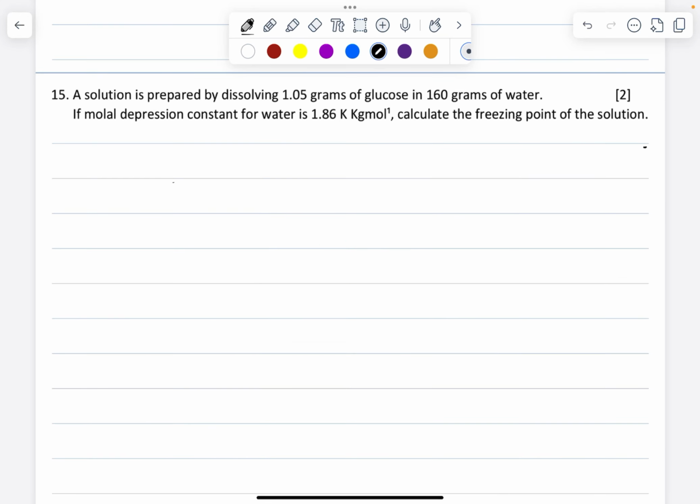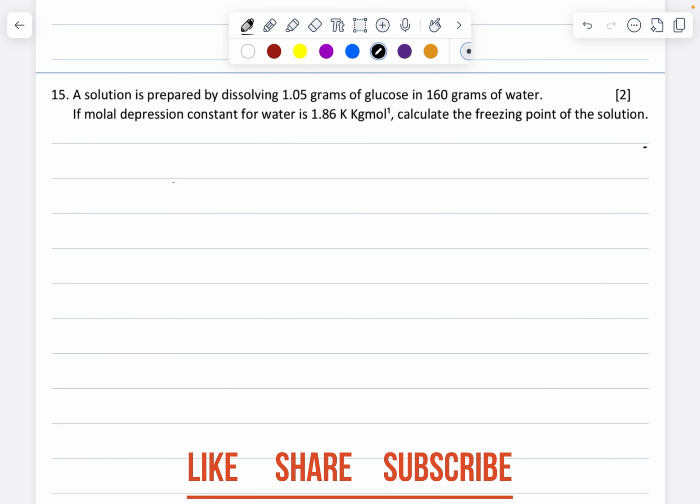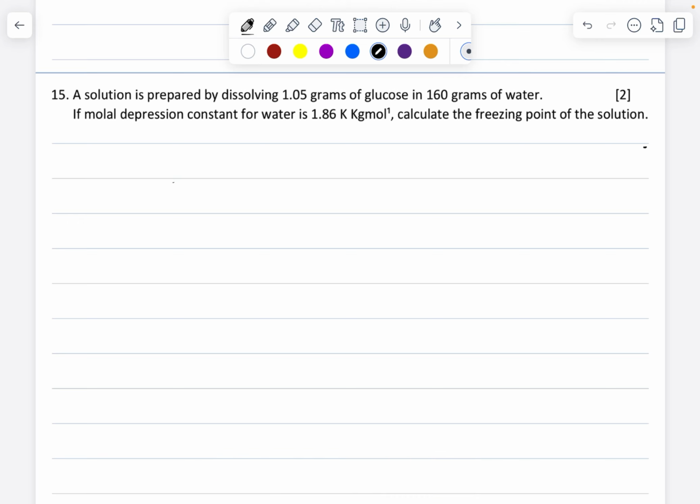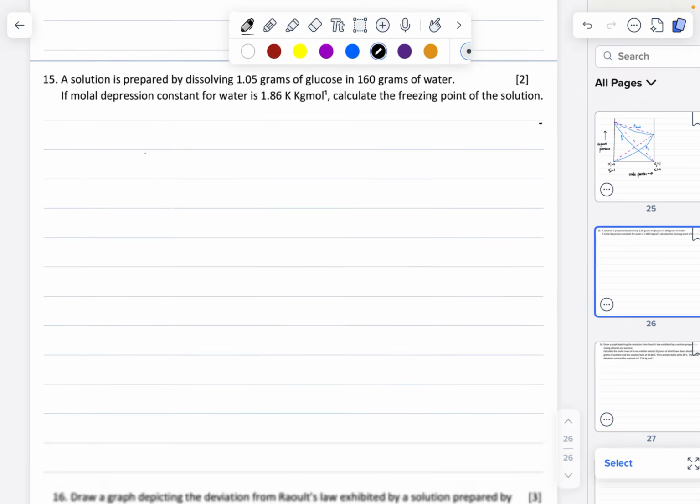Next question is from the freezing point, because this type of question I haven't done. This is a question which is really unique in this series, so I will be doing this. The question asked is to calculate the freezing point of the solution. First we'll understand the freezing point depression. This question is directly from the freezing point depression.